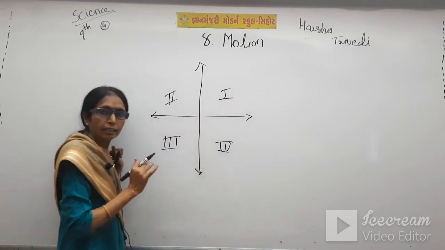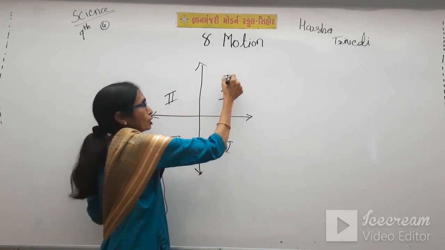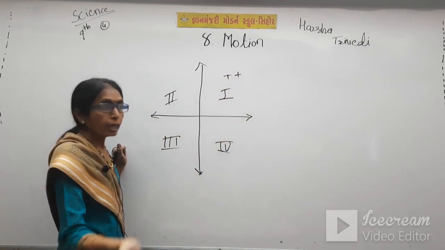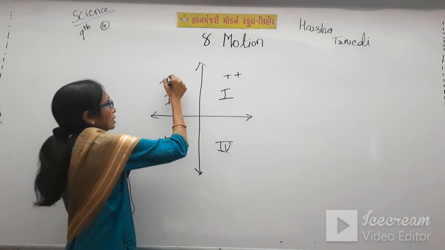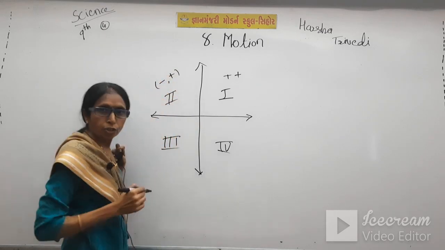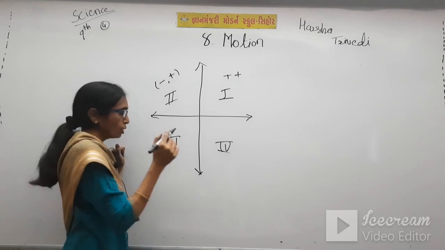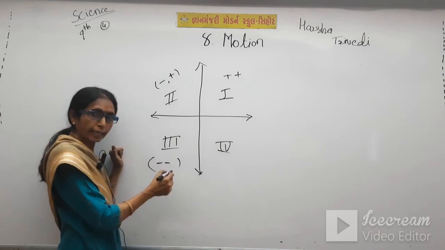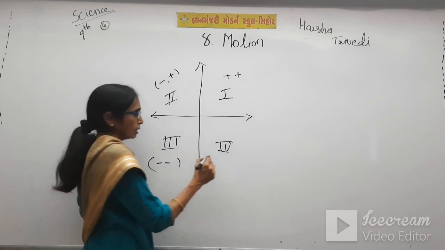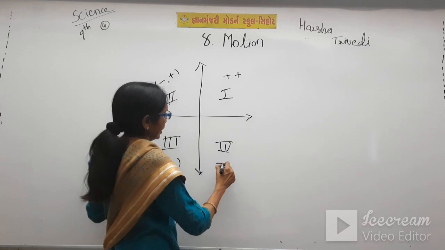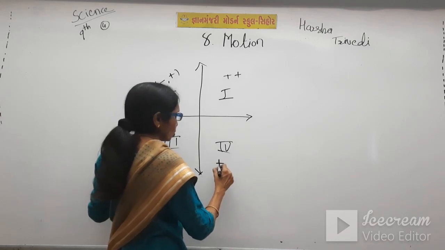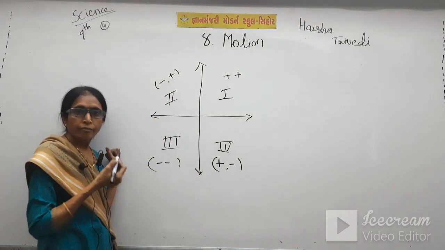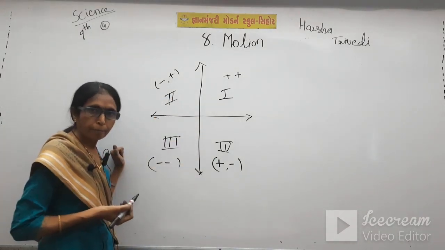In the first quadrant, both numbers are positive. The x coordinate is positive, and the y coordinate is also positive. In the second quadrant, the x coordinate is negative and the y coordinate is positive. In the third, both are negative, and in the fourth quadrant, x is positive and y is negative. So these are the different situations we draw on the graph paper.